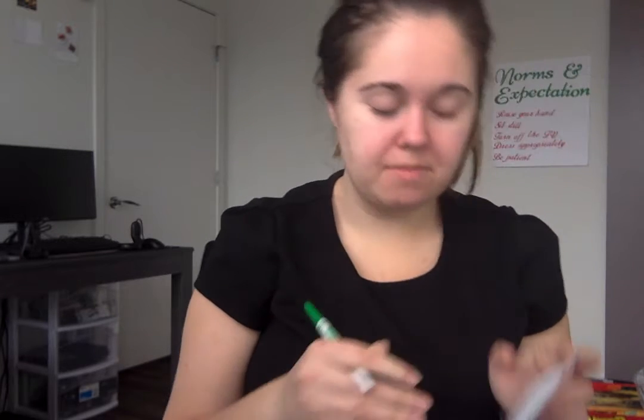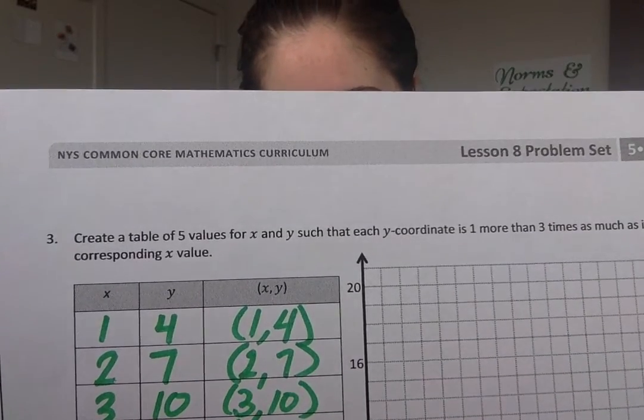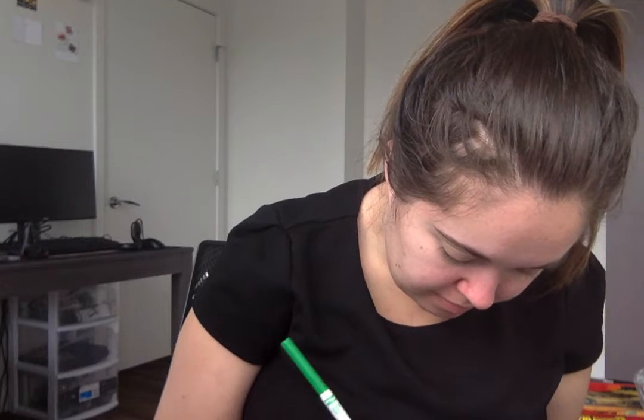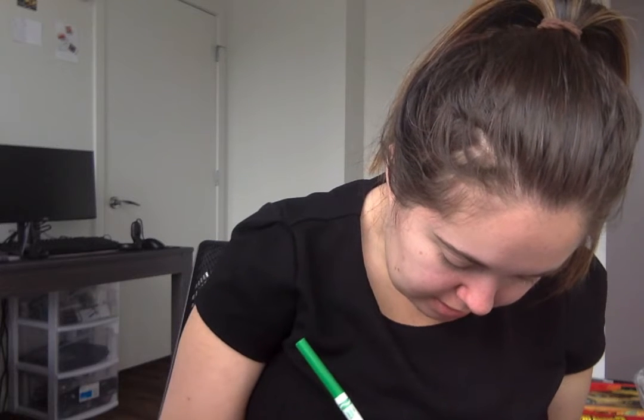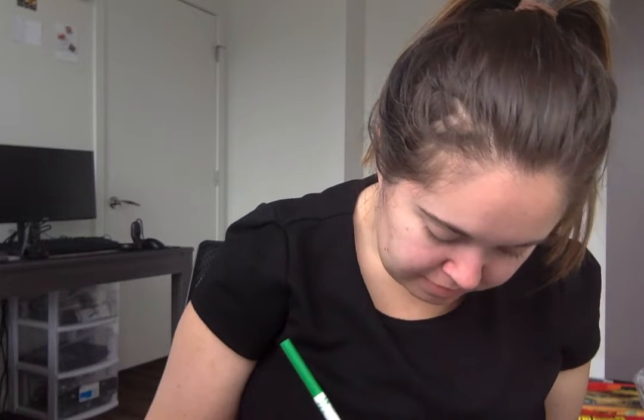5, comma, 16. So there you have your completed table. So here, we're going to plot these points, 1 to 4, 2 to 7, 3 goes to 10, 4 goes to 13, and 5 goes to 16. Woo-wee!